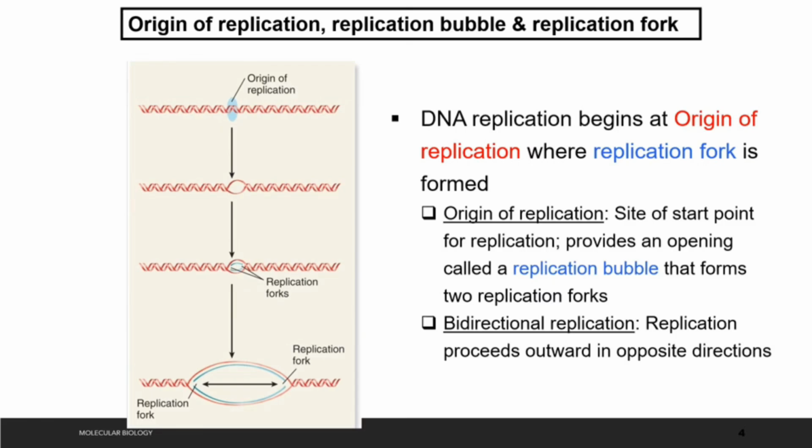The replication process begins at the origin of replication, where the replication forks are formed. The origin of replication is the site for starting replication. As you can see in this picture, it is the blue dot along the DNA molecule. Once the DNA gets opened up at the origin of replication, it forms a replication bubble. This is a replication bubble where there are two replication forks, one going to the left and one going to the right. So DNA replication is bidirectional. It goes in both directions.